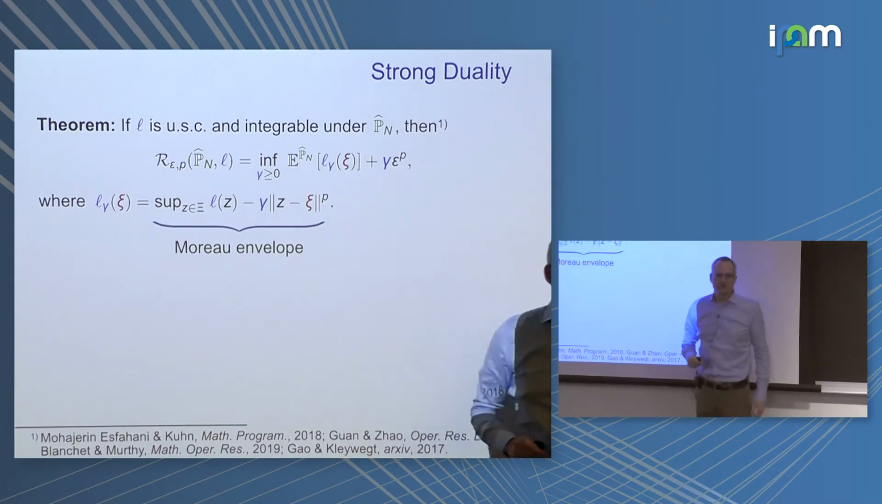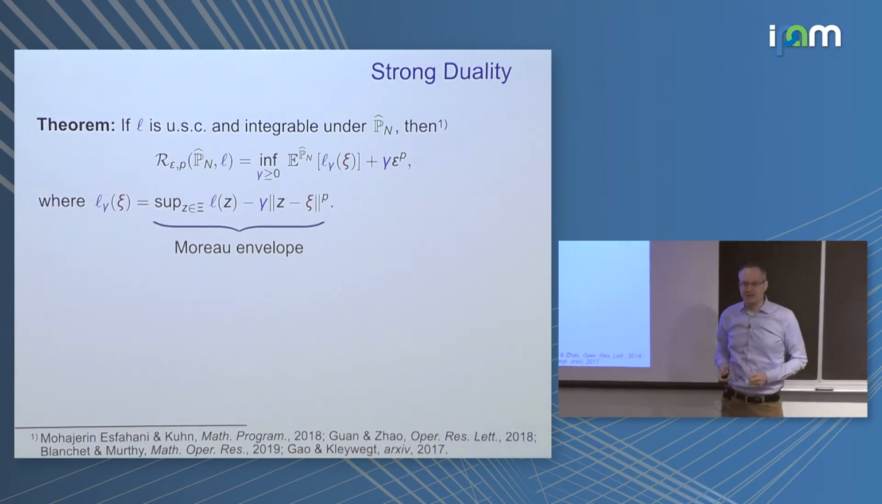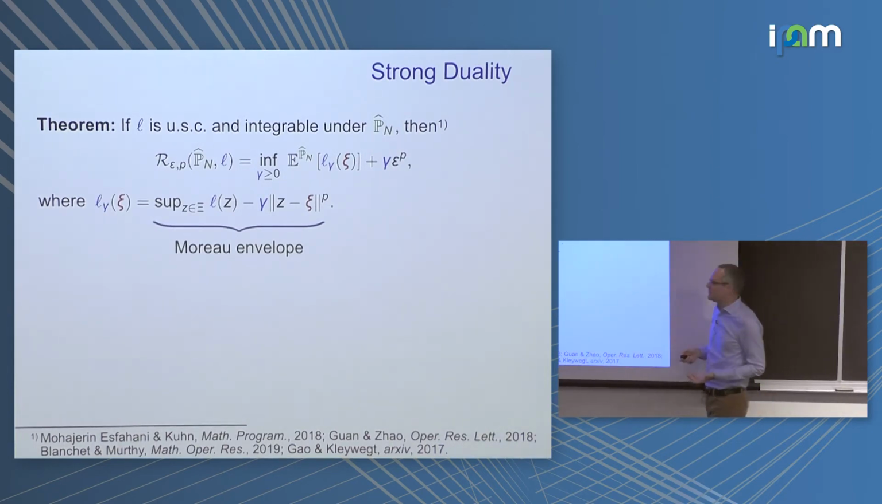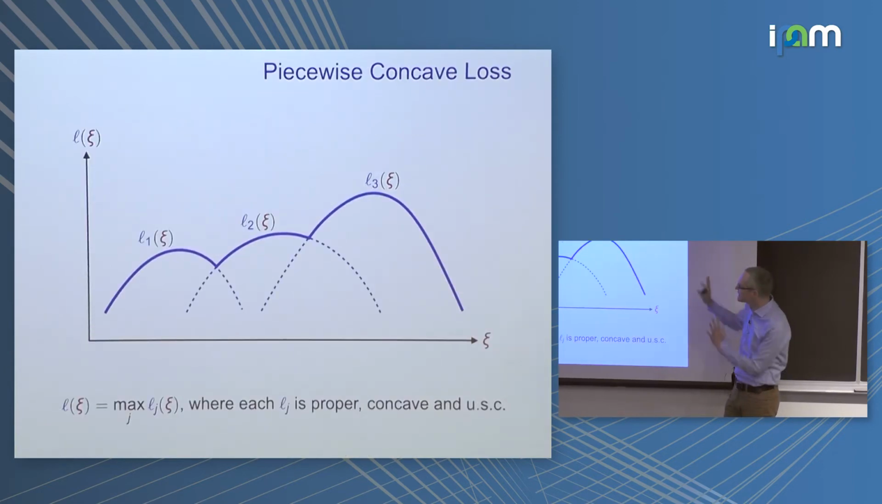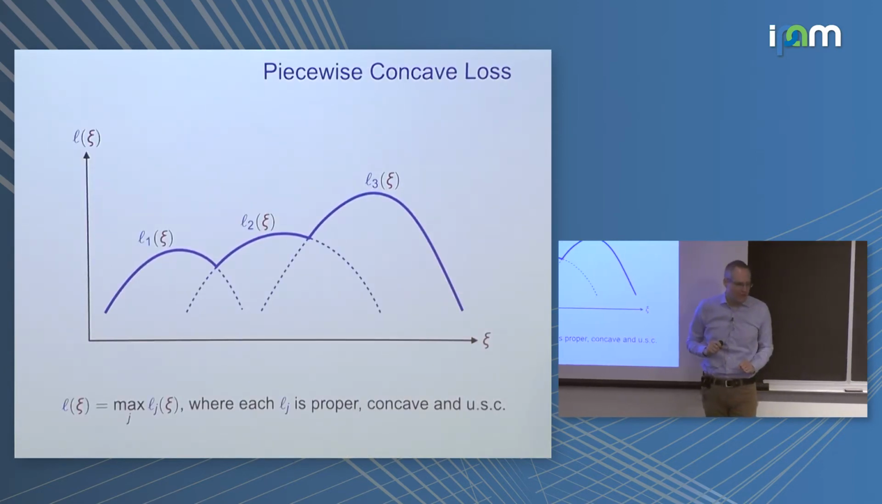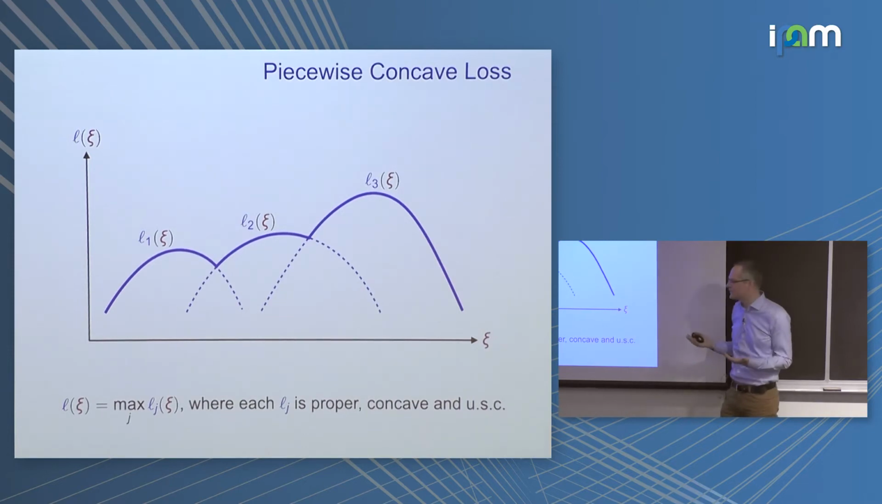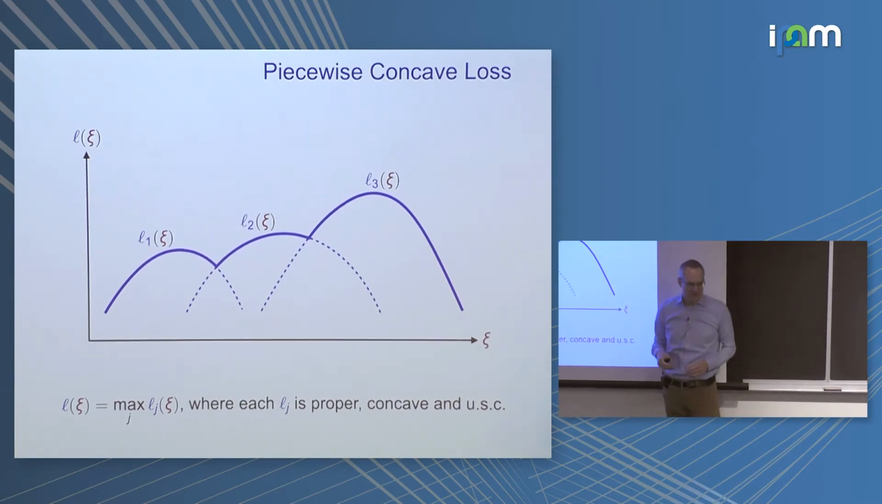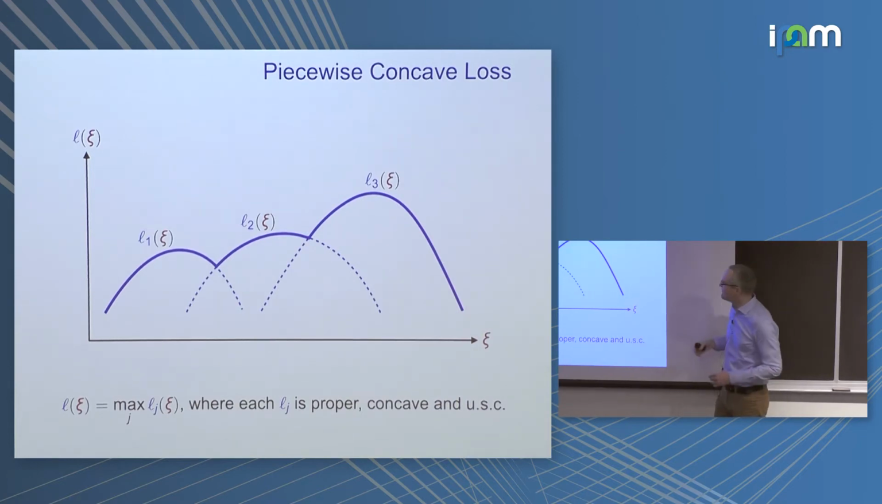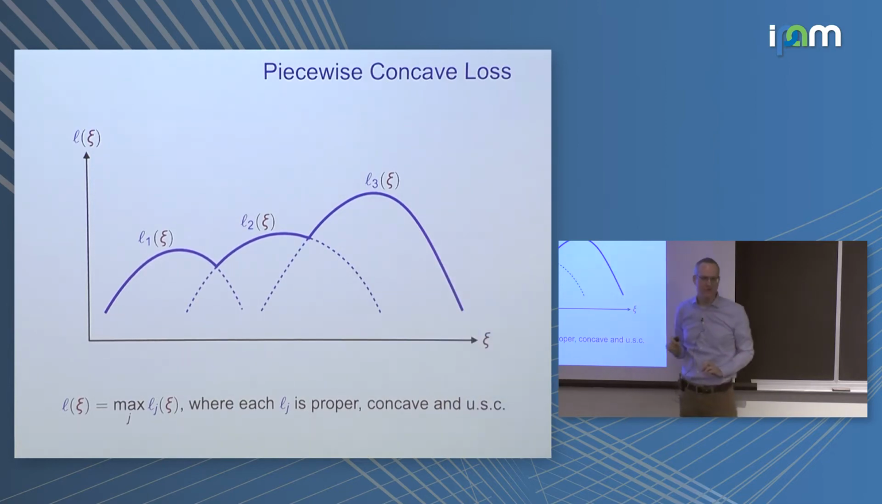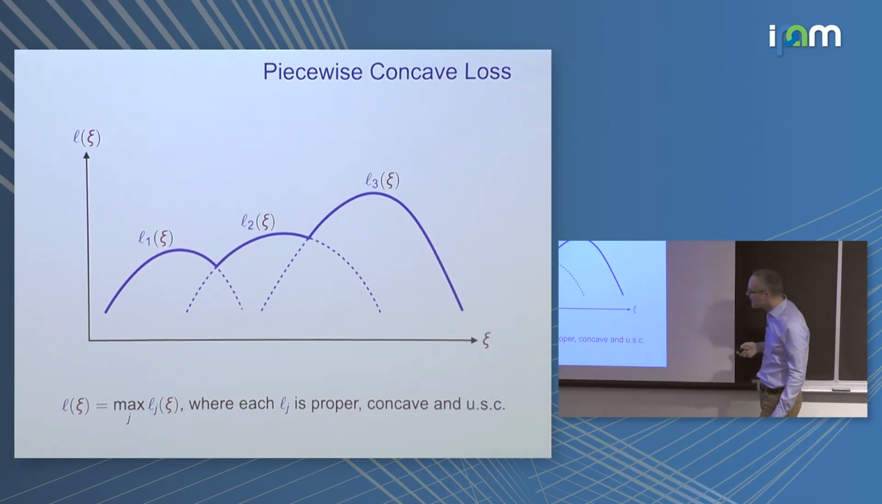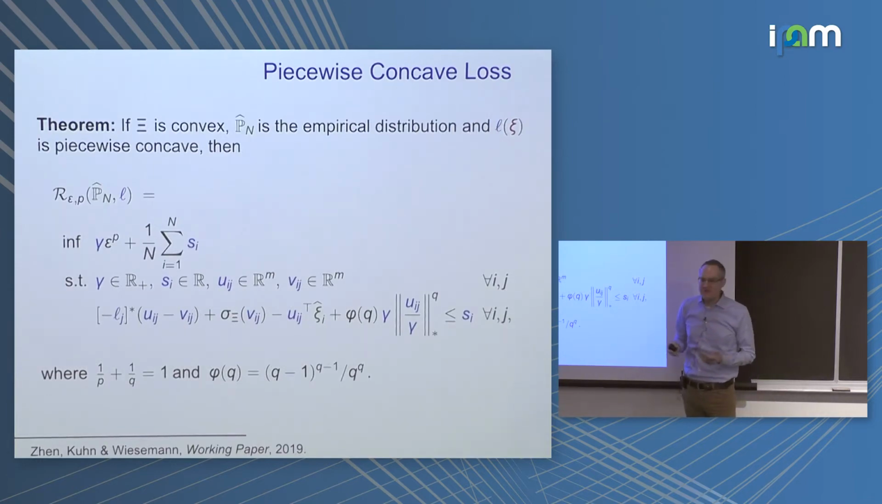This can be used to find exact tractable reformulations of the worst case risk evaluation problems in certain settings for certain loss functions. One example is when the loss function is piecewise concave. That means when the loss function can be expressed as a pointwise maximum of finitely many concave functions. I would like to point out that this is a weak assumption, right? Many functions can be written as a pointwise maximum of concave functions. So this leads us to a first main result.